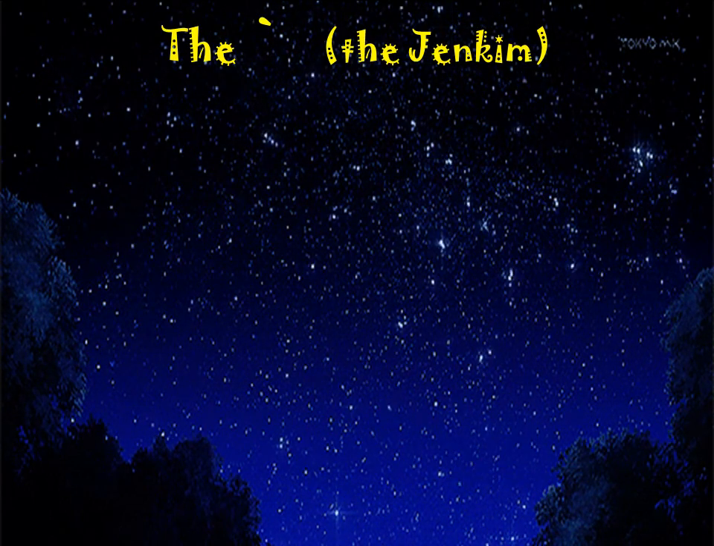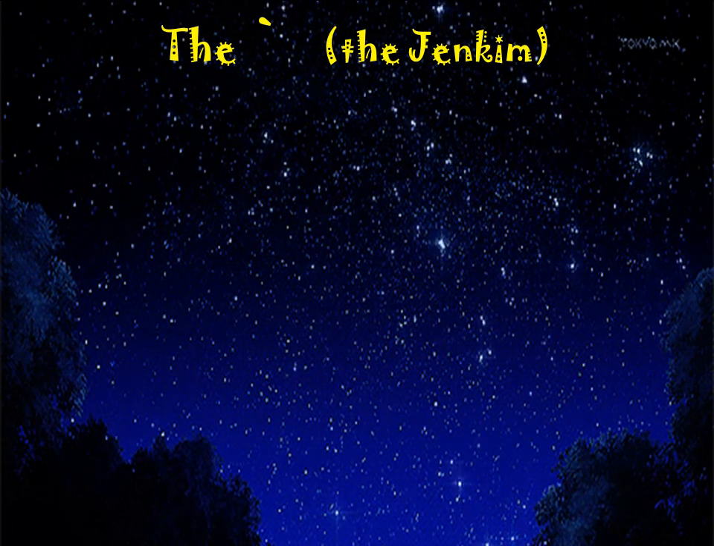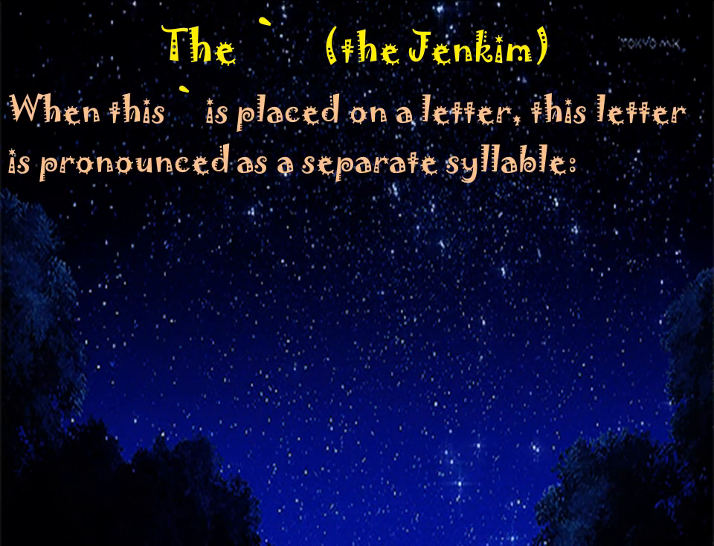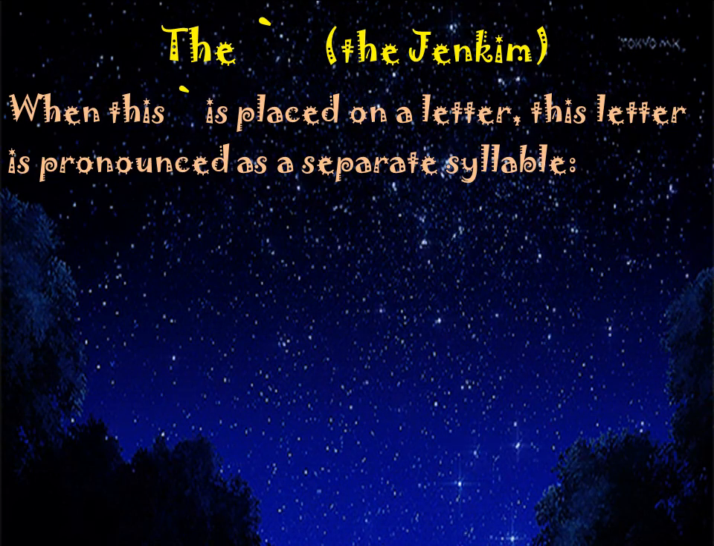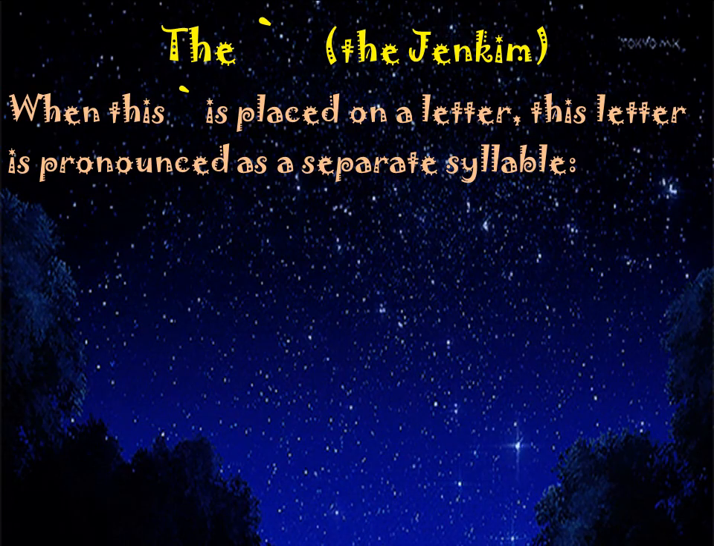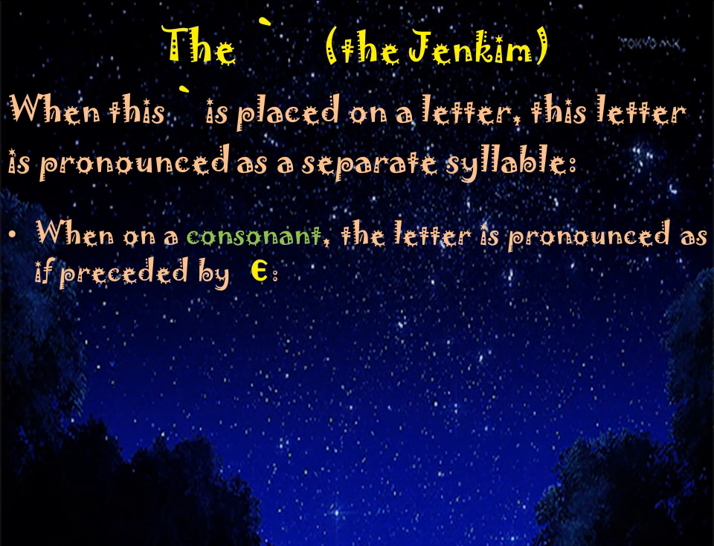Okay, last one before we start to read some words. This accent, which is the Jenkem. When this Jenkem is placed on a letter, this letter is pronounced as a separate syllable. An important thing: when you read, you don't read letters, you read syllables. So you cut the word into syllables so that you can read it. And when we come to the words, I'll explain this more.